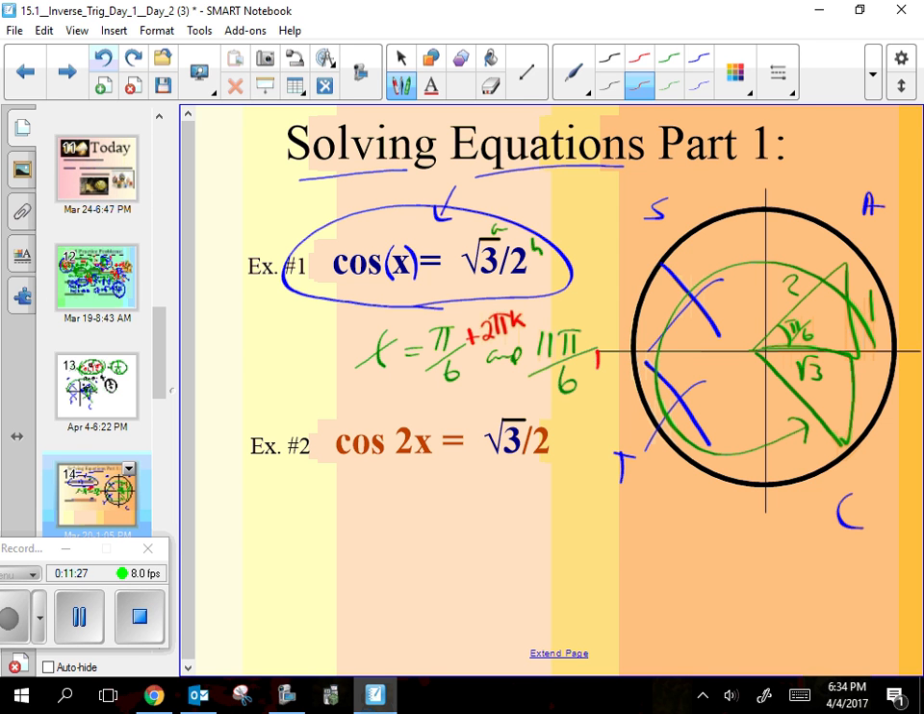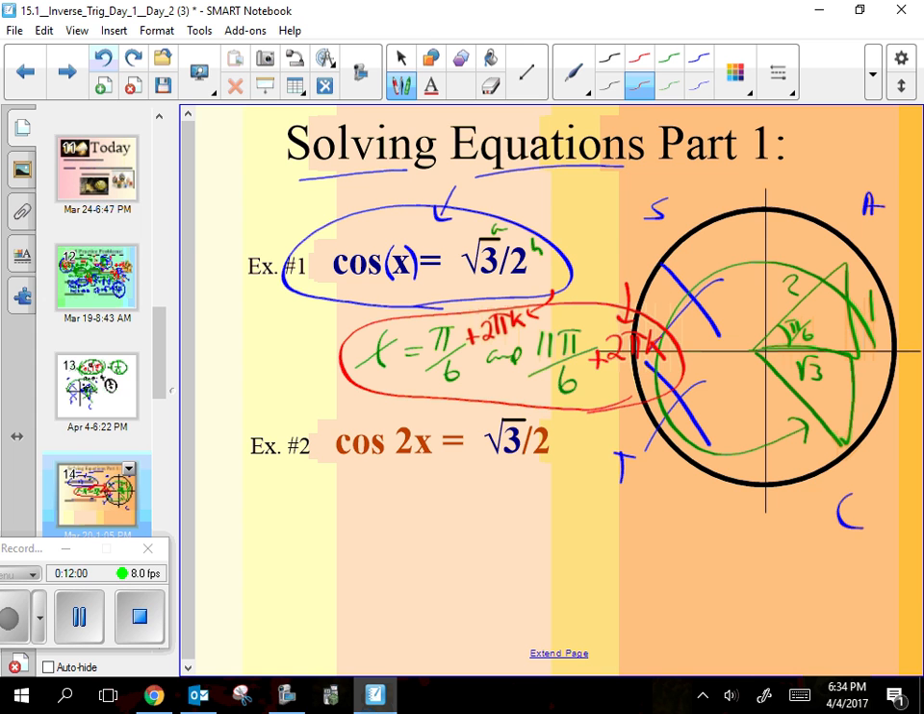So to be safe, if they don't say to limit your answer to only 2 answers, or the answers between 0 and 2 pi, then you should say all solutions, which adds 2 pi k to both of these. So there's your answer for that one. Again, this extra little kicker is just saying, since there's no restriction on how many answers you give, the rest of the answers are found by just adding multiples of 2 pi. Okay, so that's a way to find all solutions.